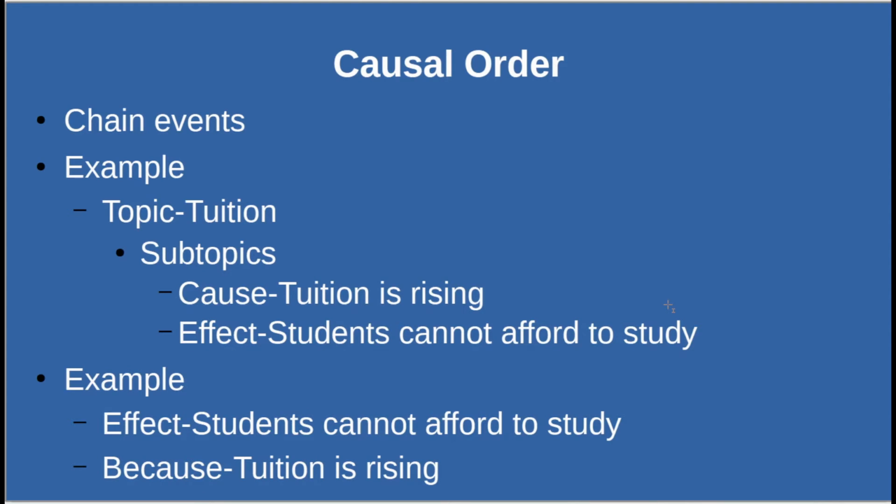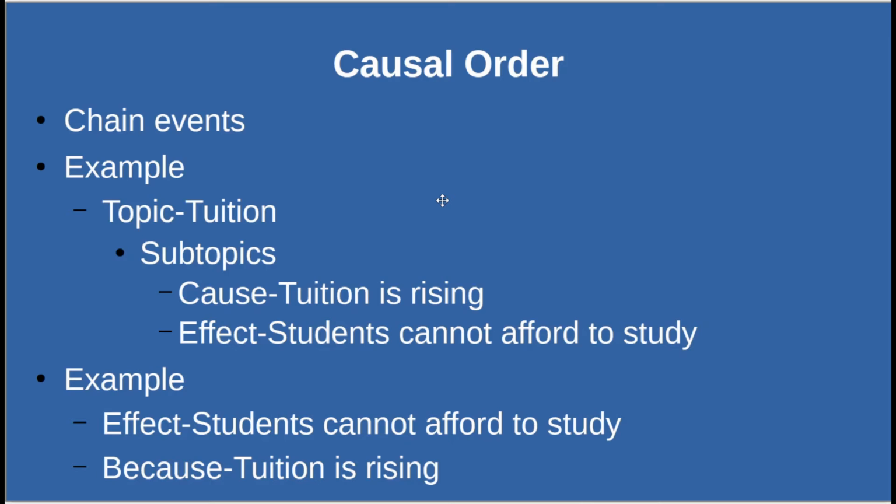Causal order. So this is where you have a chain of events, almost like falling dominoes. This causes that, that causes this, etc. And so my topic here, if you can see that on the screen, is, of course, tuition. And so when we talk about tuition, I have my 2 subtopics, or paragraphs, or whatever I want to call them. I can say the cause, or the thing that's making the problems, if you will, is tuition is rising, and the effect is students cannot afford to study.